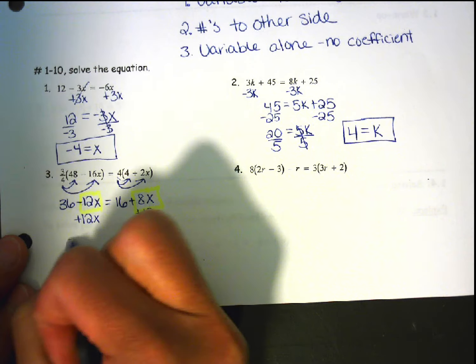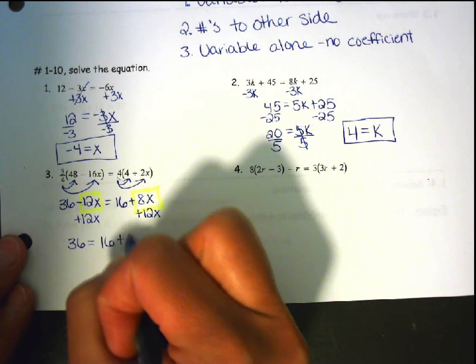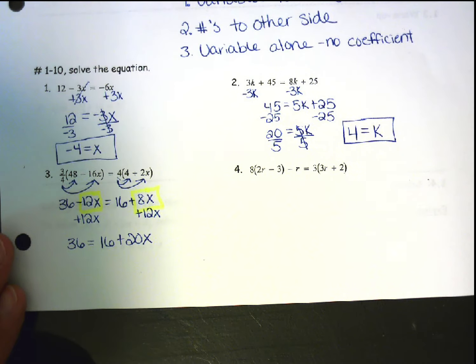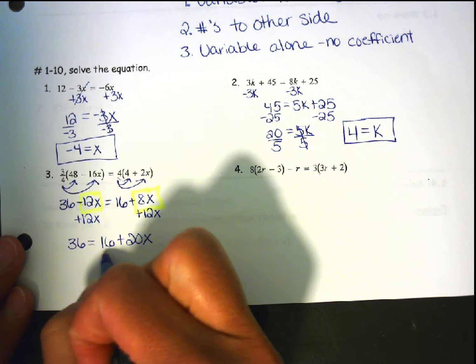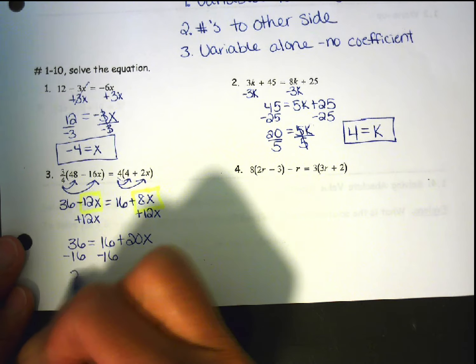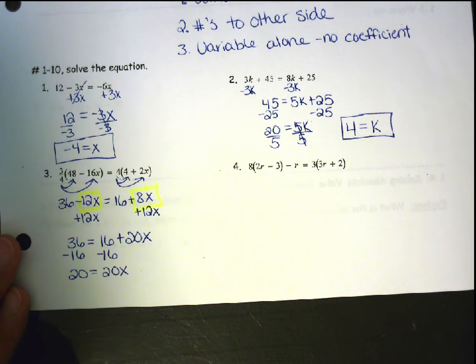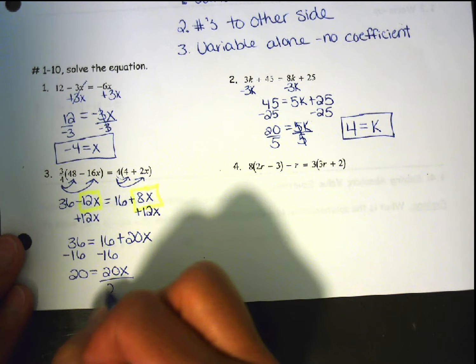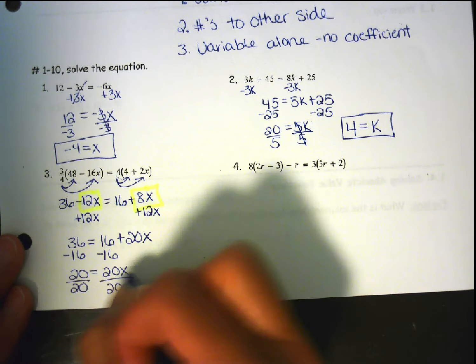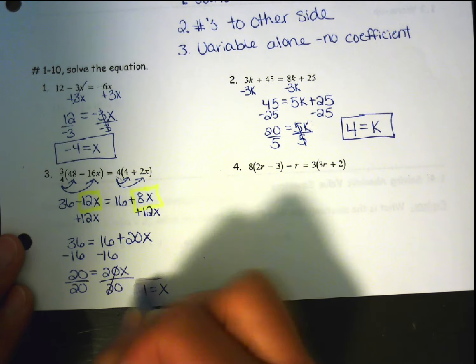So on the left, I've got a 36. And on the right, I have 16 plus 20x. And now I'm going to move my 16. And remember, the 16 is positive, so we're always doing the opposite. So that's going to become 20, and then those cancel, 20x. And now I'm just going to divide off the coefficient. I know that looks funny, but 20 divided by 20 is just 1. So my answer is simply 1.